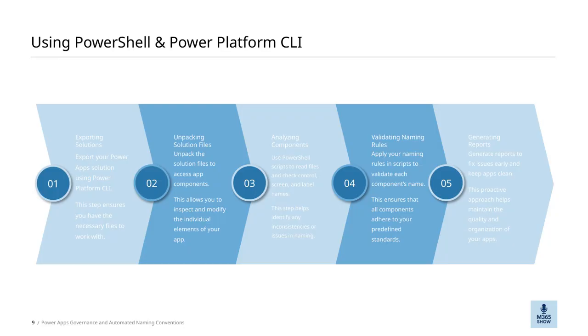Now, let's look at how we can use PowerShell and the Power Platform CLI to ensure proper governance and naming conventions for our Power Apps. First, you'll want to export your Power Apps solution using the Power Platform CLI. This step is crucial because it gives you access to all the necessary files to work with.